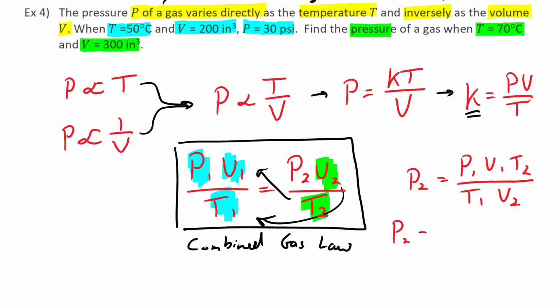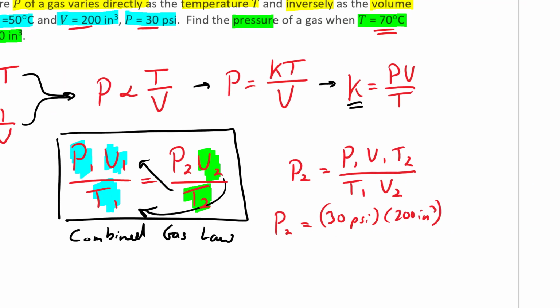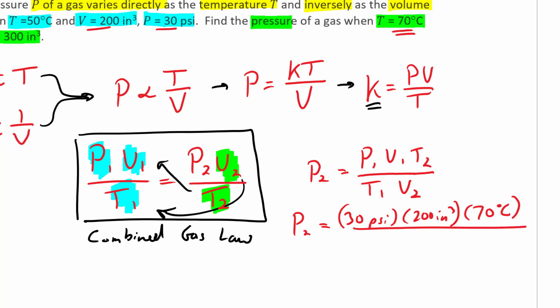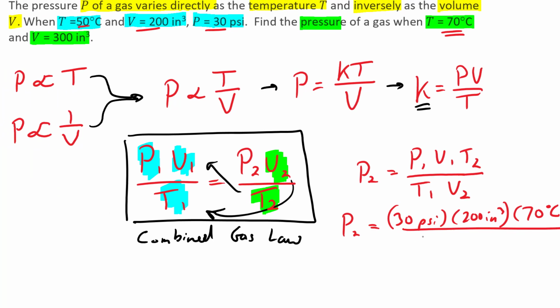Let's sub in the values we do know. P1 was 30 psi. V1, 200 inches cubed. Now I have T2. What's T2? It's right here, 70 degrees Celsius. On the bottom here, I have T1. It's right here, 50 degrees Celsius, and I have V2, 300 inches cubed.